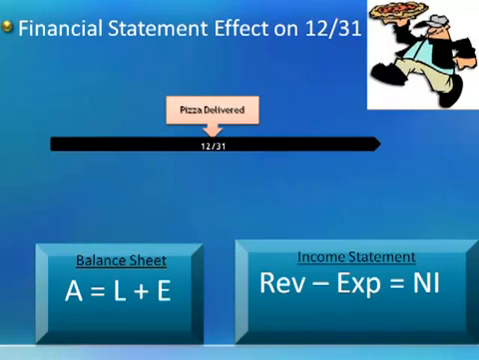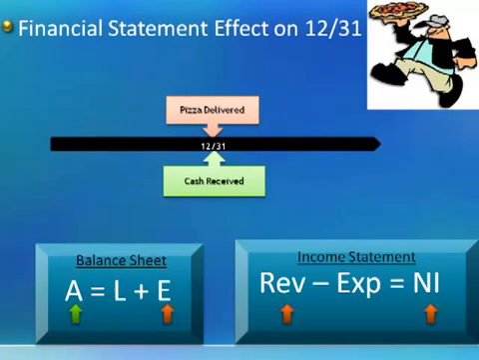We know that on 12/31 the pizza was delivered. That means that revenue increases. Remember, revenue is recognized when a good or service is provided. So since the pizza was delivered, revenue increases. If revenue increases, net income increases. Remember from the previous module, net income is a part of retained earnings, and when retained earnings goes up, equity goes up as well. The second thing is cash was received. Cash is an asset, so assets go up. So the result of the transaction of pizza being delivered and cash being received is an increase in revenue, net income and equity, and assets.